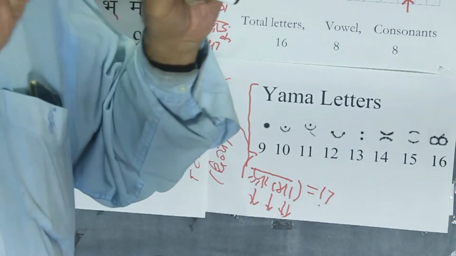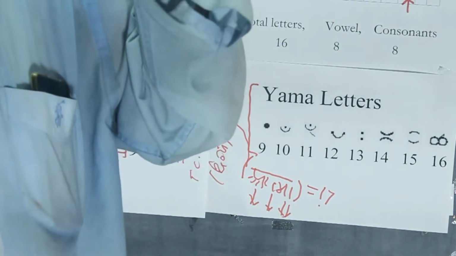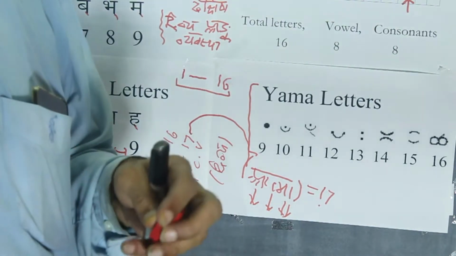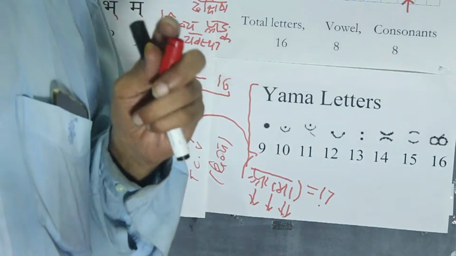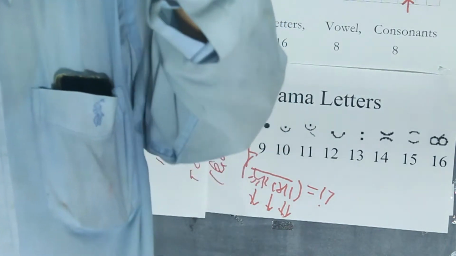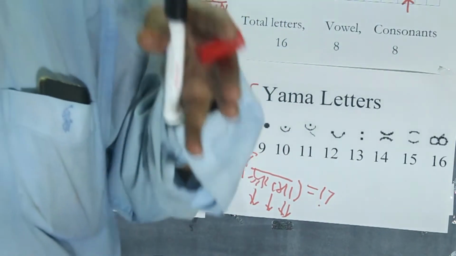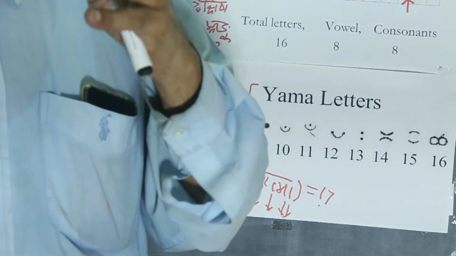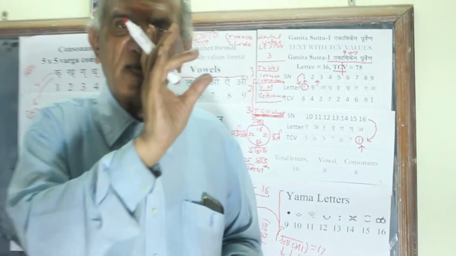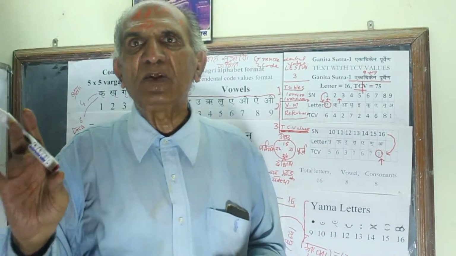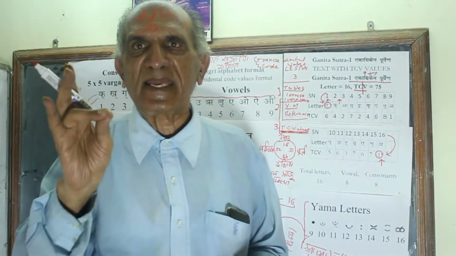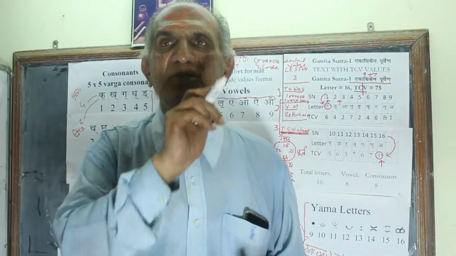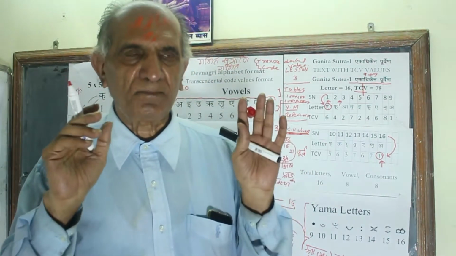These are 5 rows of 5 letters each, and these are associated with values 1 to 5, 2 to 6, 3 to 7, 4 to 8, and 5 to 9 respectively. Then it is followed by the four Antahstha letters. These are associated with values 1, 3, 5, and 7. And thereafter there are the Ushmana letters. These are also 4 in number, and these are associated with values 2, 3, 6, and 9. Finally, there are 8 Yama letters, and these are associated with values 9 to 16.